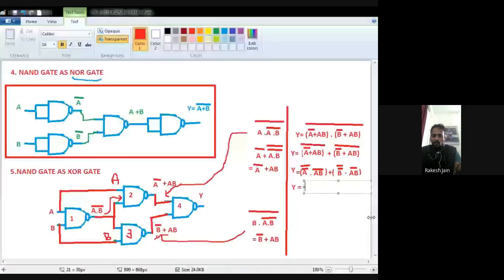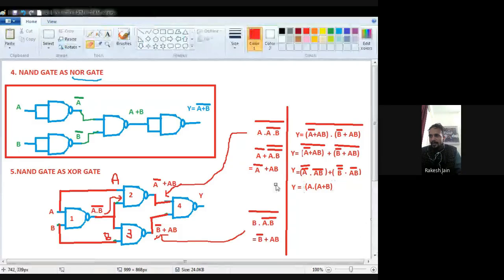Okay, so y is equal to, now see the first case: A bar bar, the double bar cancels out, dot (A B) bar. We know that when two things are multiplied and have a bar, it means first thing bar plus second thing bar, both individually barred. I just remove this first bracket. Now see one again, there is a double bar, so it cancels out, so I just write down A, then dot.